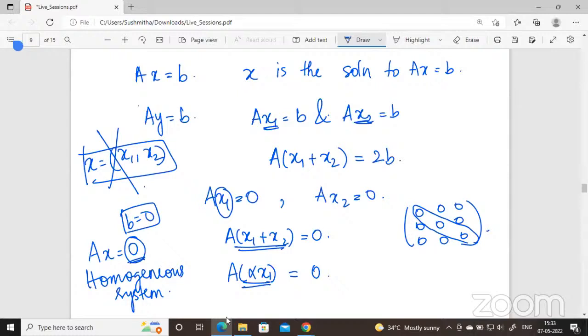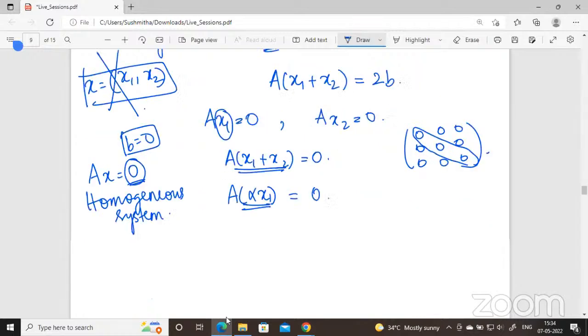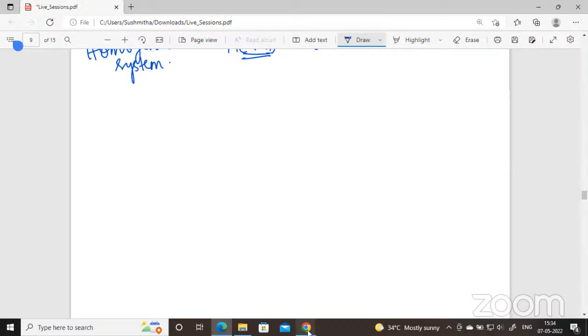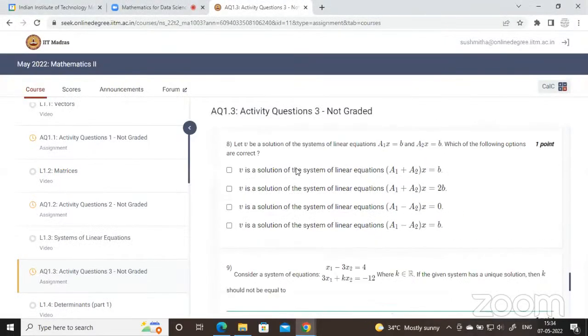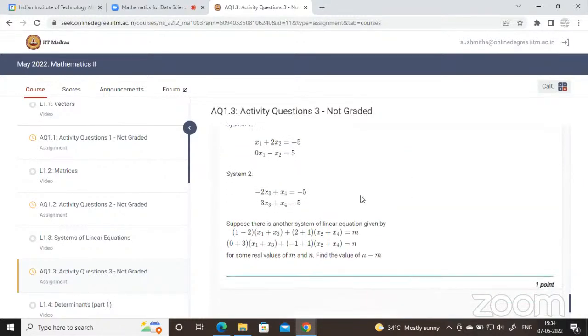Ma'am, can you explain the infinite solution, unique solution, no solution with the diagram? I'm still confused with that. Okay, so let's take one of the activity questions. Is the 8th question also clear? How to solve the 8th question? Here we have two systems, that's it. Right? Yes, ma'am. Okay, fine.